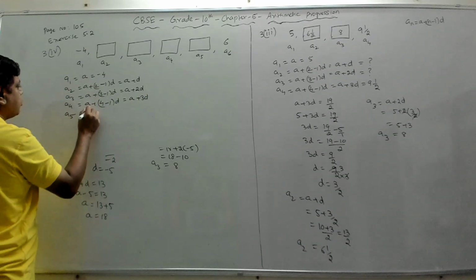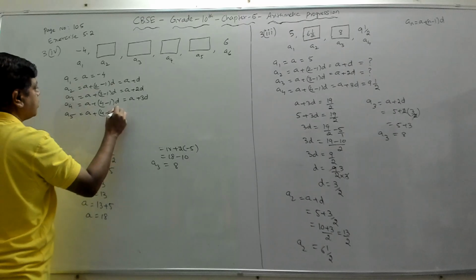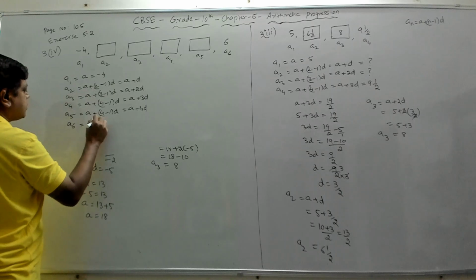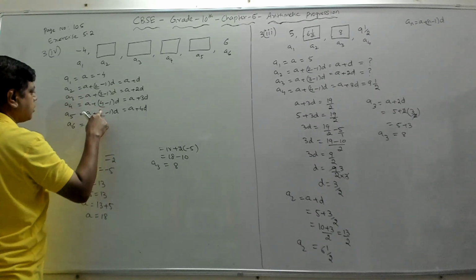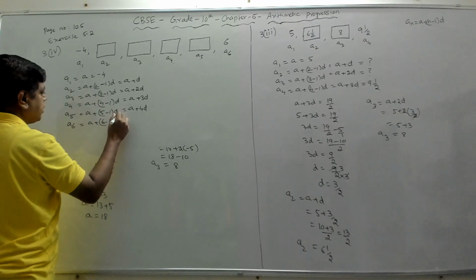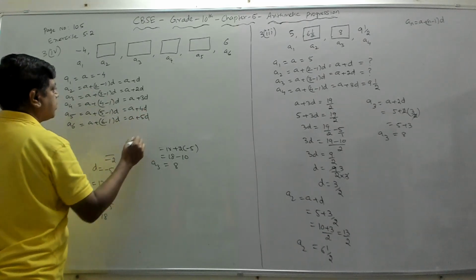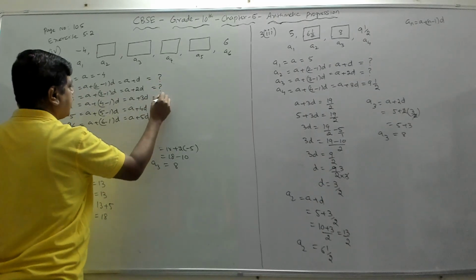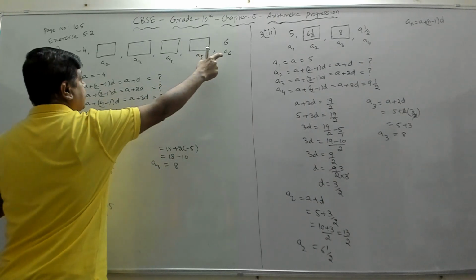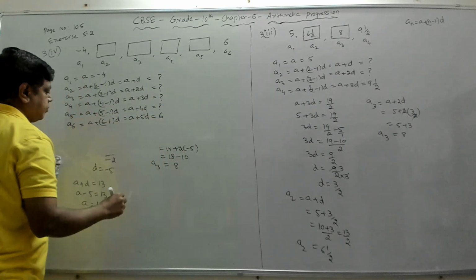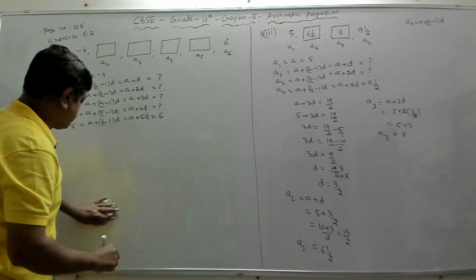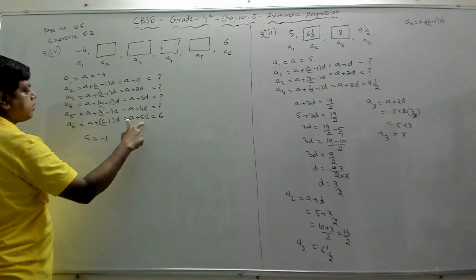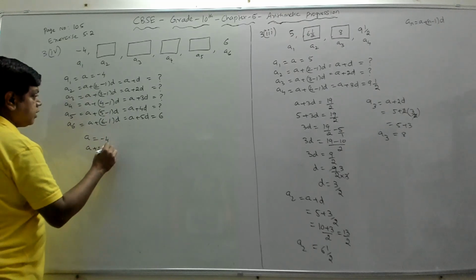Our A5 is equal to A plus 5 minus 1 into D, that is equal to A plus 4D. Our A6 is A plus 6 minus 1 into D, that is equal to A plus 5D. Now here A is given, so this we don't know, question mark. This we have to find, this we have to find, this we have to find, and A plus 5D is given as 6. Fine. So we have the two equations. What is the first equation? A is equal to minus 4, and the second is A plus 5D equal to 6.